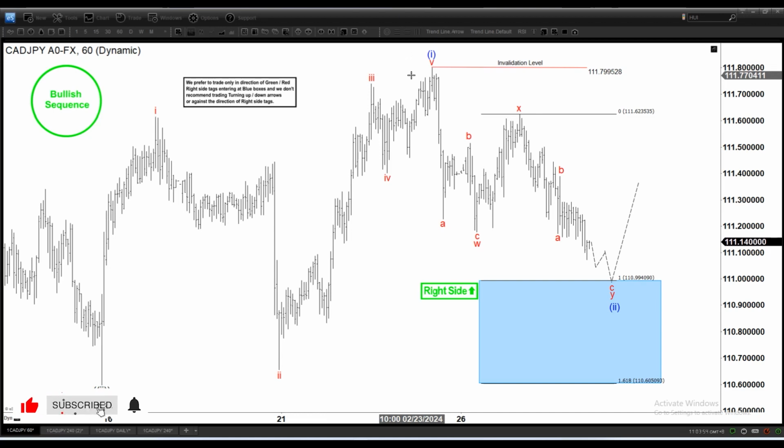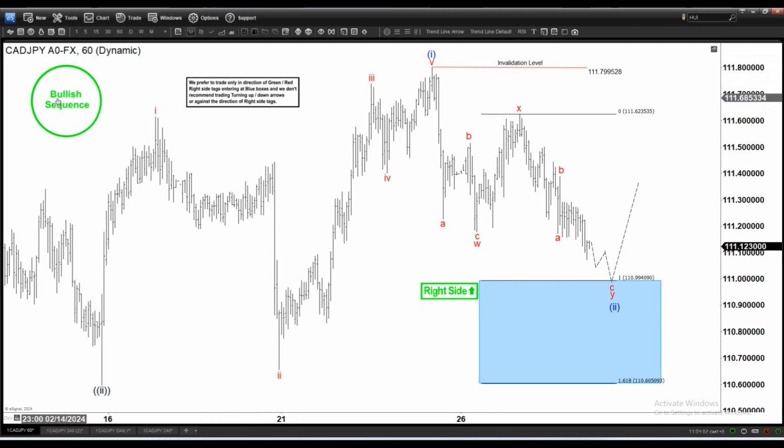Today is February 28 and the chart of the day for today is Canadian dollar yen. Here is the 1 hour time frame. We can see we have a bullish sequence stem, right side green up, meaning the direction we prefer is to the upside.